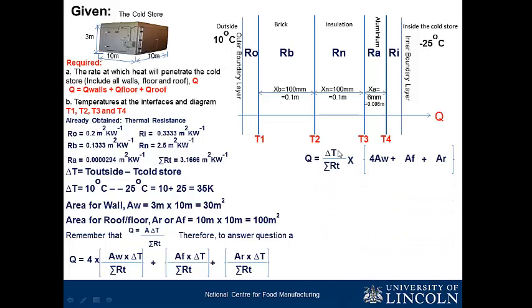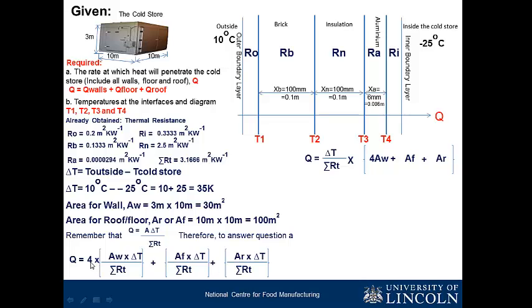By the time you take delta T over summation RT out, you have 4 times area of wall plus area of floor plus area of roof. So we've taken delta T over summation RT out, and we are left with AF, AR, and AW.